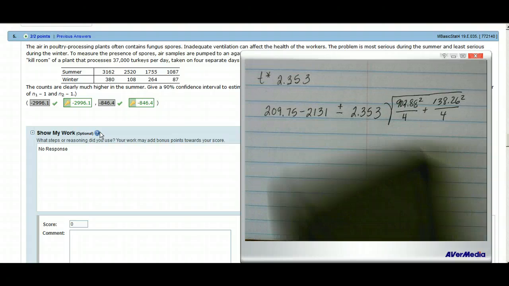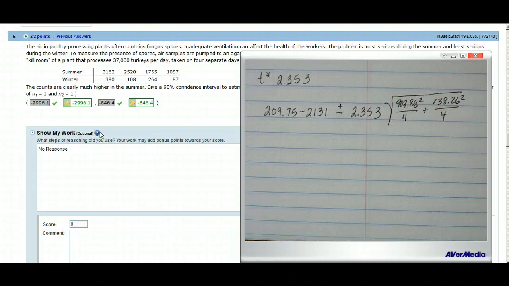So there you have it. That's our two-sample t-test, confidence interval, and an f-test thrown in just for fun.